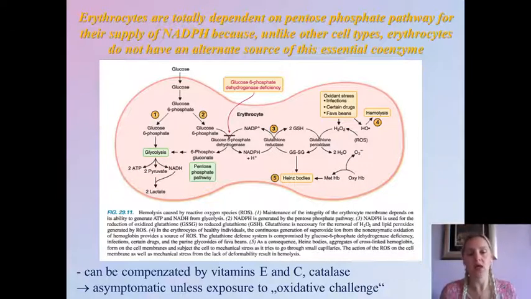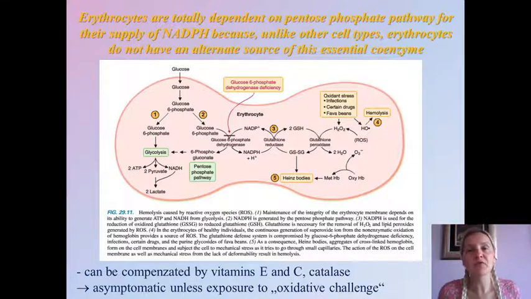Of course, we have to say that this can be compensated to a certain extent by antioxidant vitamins E and C, or by catalase, which is an antioxidant enzyme. So most of these patients are actually asymptomatic unless they are exposed to some oxidative challenge in which ROS is going to be overproduced.